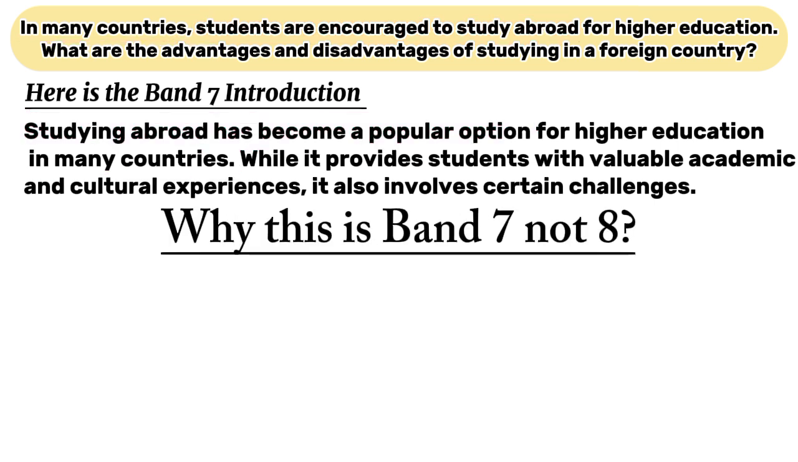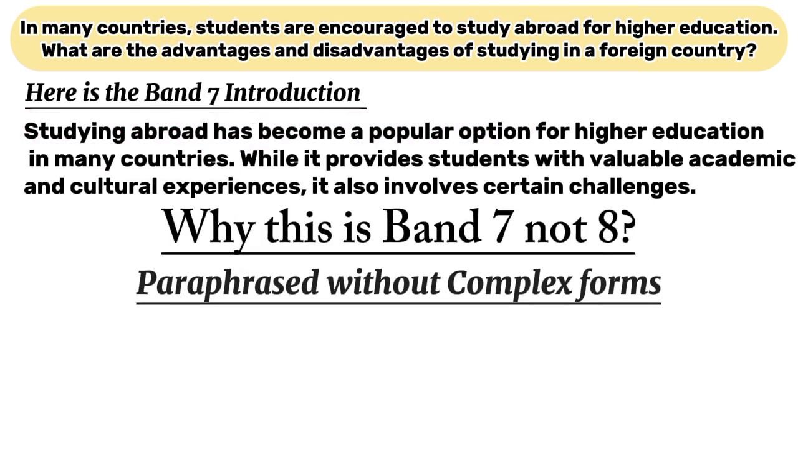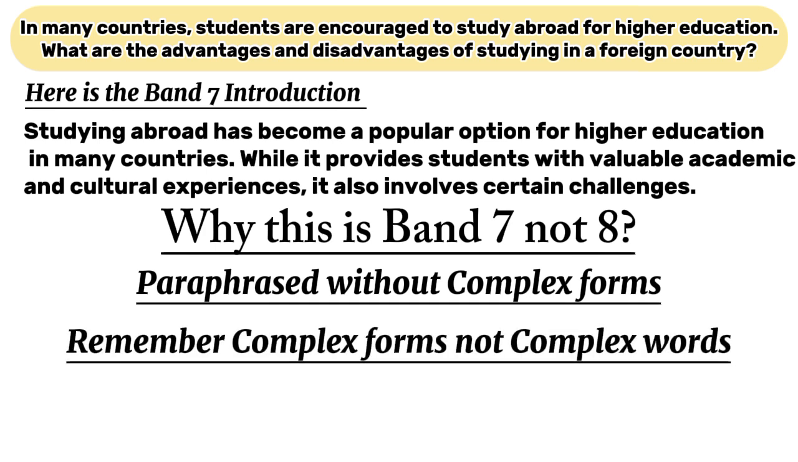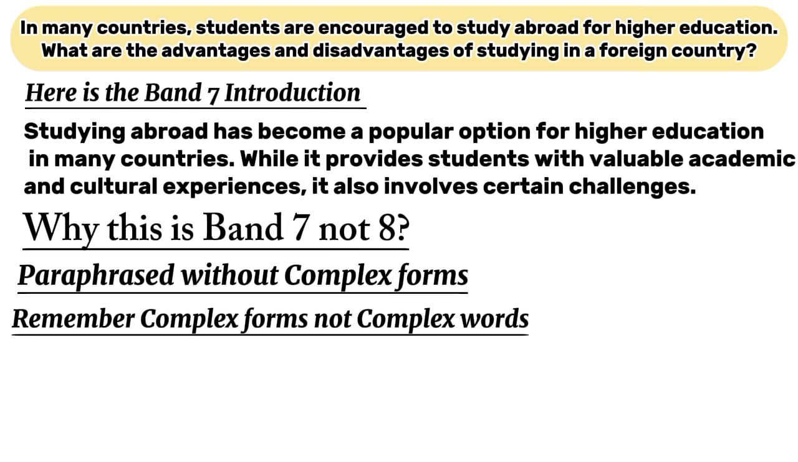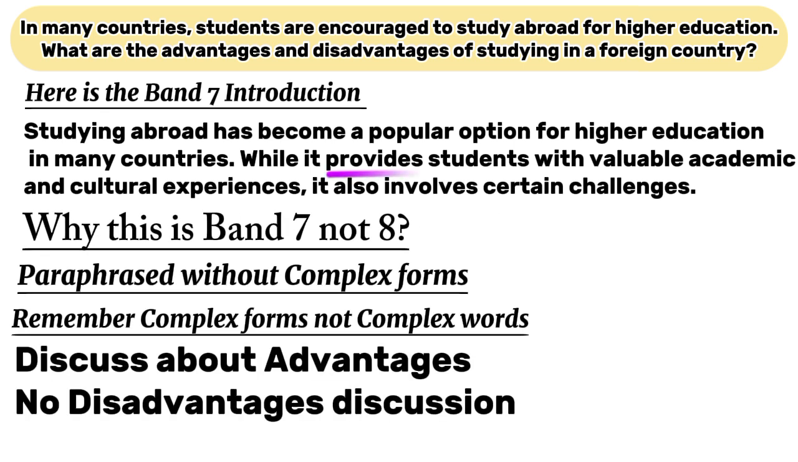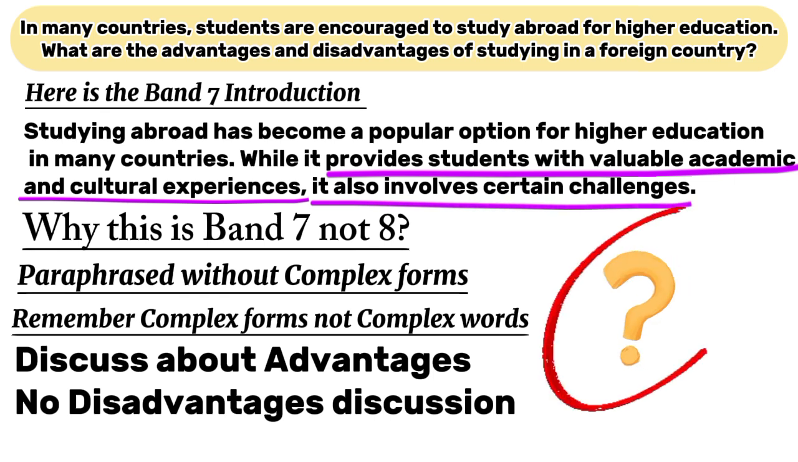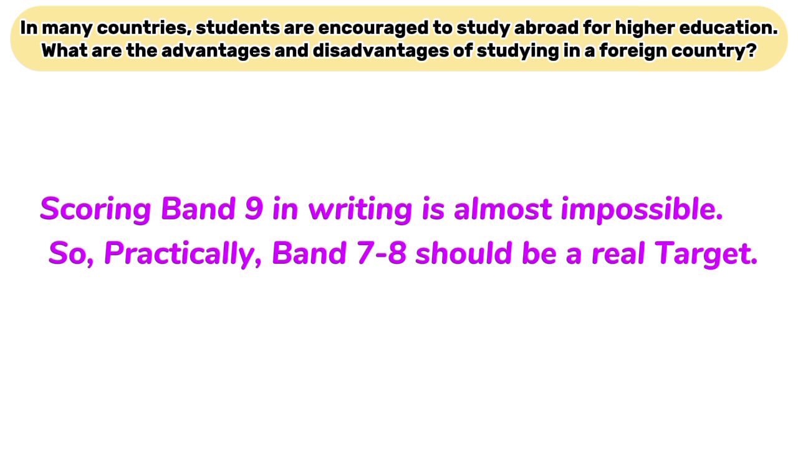Why is this band 7, not 8? Paraphrased but simple answer without any complex forms. It didn't provide specific values for both parts. Look at the answer carefully. It only discusses the advantages, but disadvantages remain uncertain, which is why it wasn't band 8. It's very hard or almost impossible to score band 9 in the writing category, so never trust the videos about band 9 writing tips. Let's move to the last and final answer of introduction, which helps you to achieve band 8.